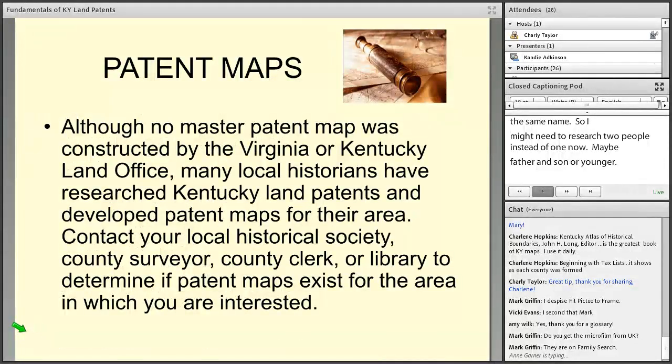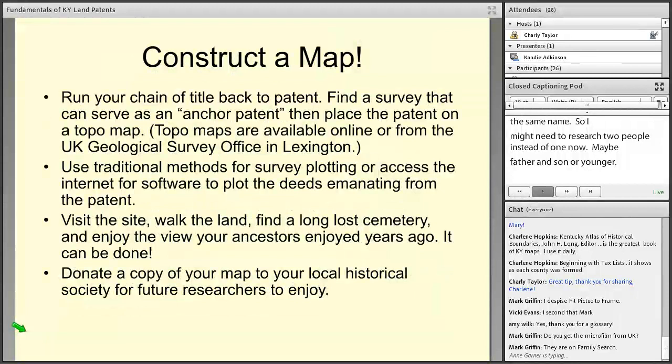There is no master patent map that shows the location of any of the 100,000 patents that we have in our holdings. That type of mapping has to be done by the researcher. There have been some local historians that have used patents to plot particular areas, or even identify the patents within their counties. Check with your local historical society or local historian to see if such a thing has been done for your county.